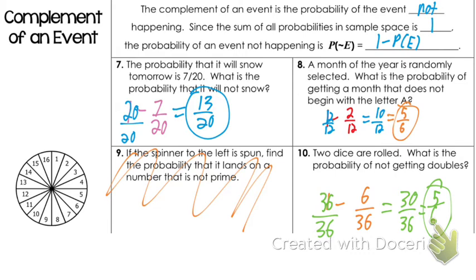1 and 5. 2 and 3. 5 and 3. 1 and 3. That's 4. 6 and 5. Ooh, last one. 4 and 4. It worked out, okay? Now, will it always work out exactly like that?